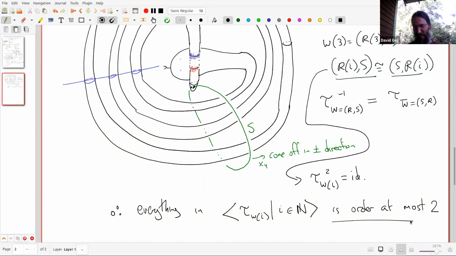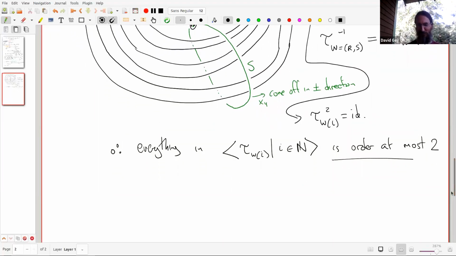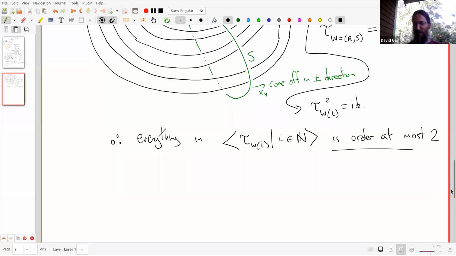So it's abelian. Therefore, this subgroup is generated by things of order 2, and it's abelian, so everything in it has to be order at most 2. That's just for whatever. So it may be that if you can show that this is the entire smooth mapping class group, then you show this fact about that. Or you could disprove this fact by finding something of higher order.